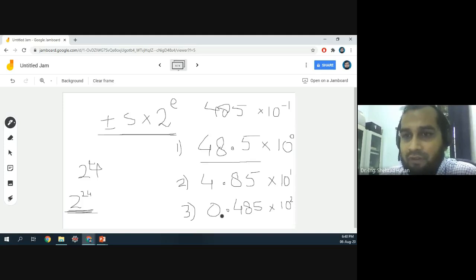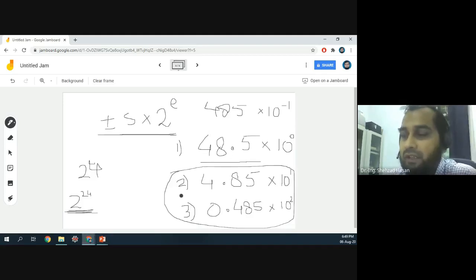So the question is this: what are you going to choose? What are you going to prefer? Are you going to prefer 0.485 or 4.5? Because there are different ways to store that. Now it's going to be better if we have any of these 2 representations.